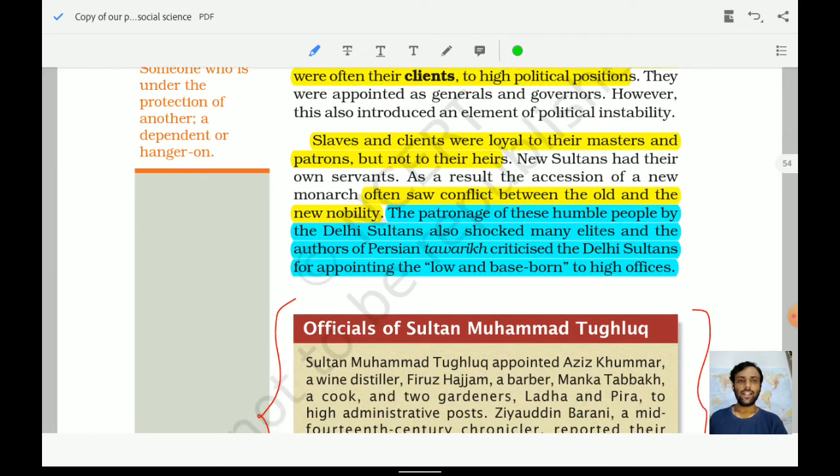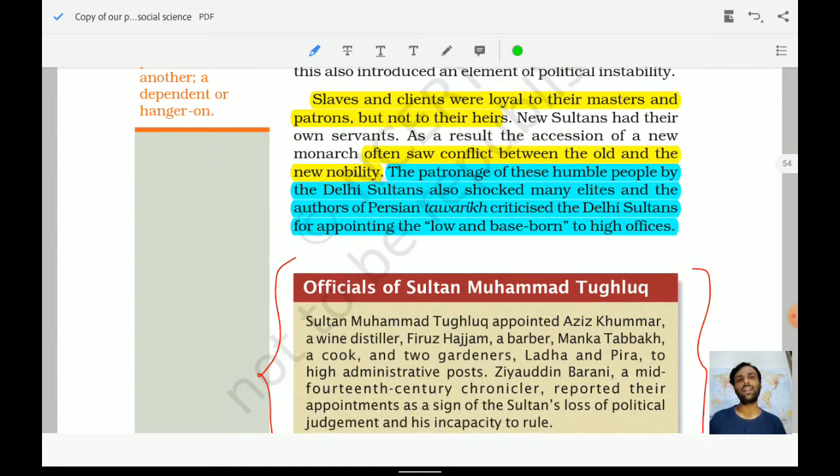The slaves and the clients were loyal to their masters and patrons, but not to their heirs. Because we understand that whenever any king or sultan became weak, the people who were there, either nobles or slaves, always tried to rebel or get the throne. So these were the things. These traits we have already seen developed from the 4th to 5th centuries as well.